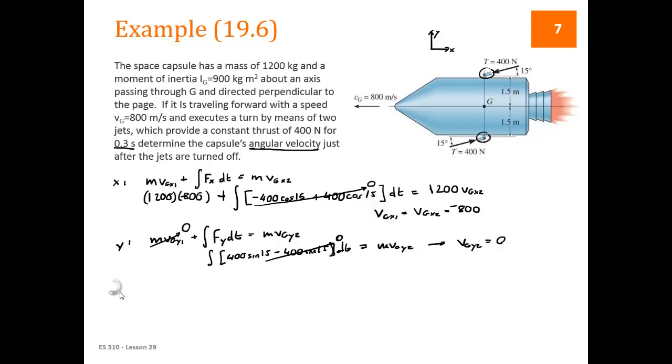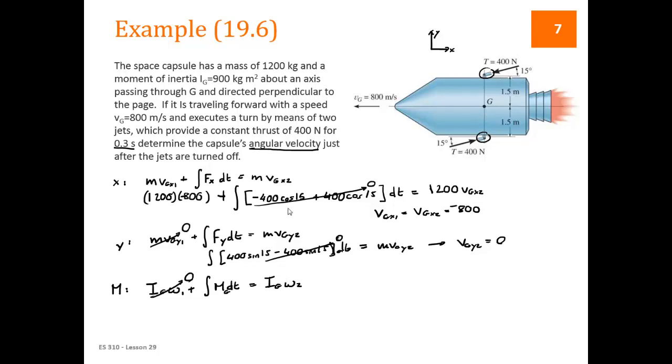Now the only equation we actually needed for this is the moment equation. So let's write that out. Ig omega 1 plus the impulse, which is the integral of all the moments times dt, the moments around G, because we're using Ig, is equal to Ig omega 2. There was no omega 1, so this is 0. For the moments around G, we want to use the forces perpendicular to the distance to G. So we're going to be using the x forces.